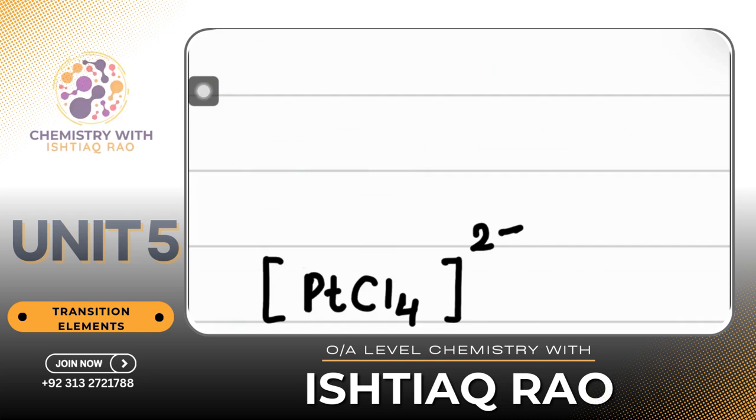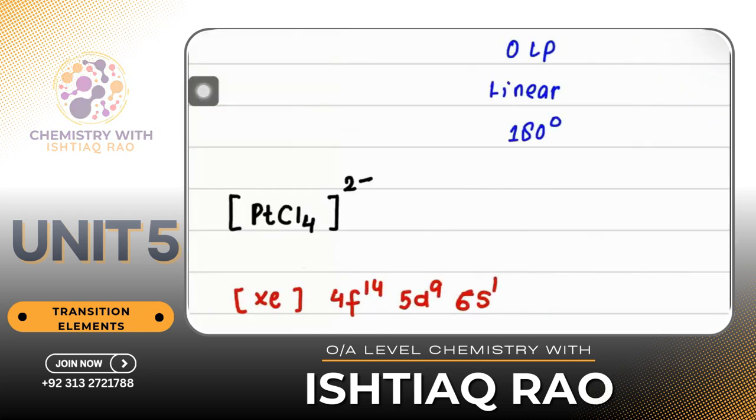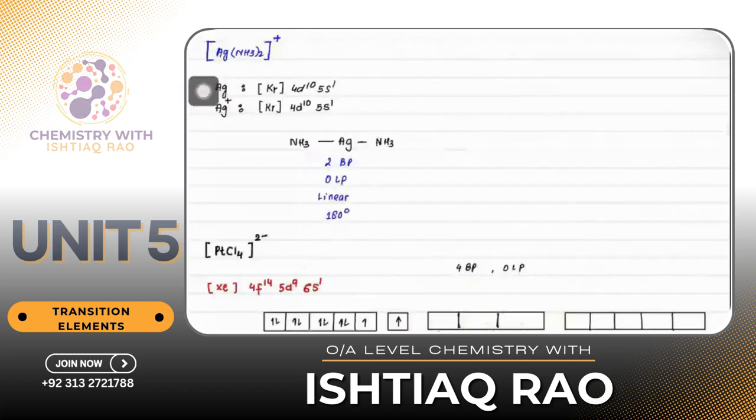To determine the geometry, more interestingly, the geometry of this complex is not tetrahedral. If you are thinking that the geometry is tetrahedral again, no, the geometry is square planar. Why is the geometry square planar? We are not supposed to know about that. We must know an example which is square planar and which is tetrahedral.